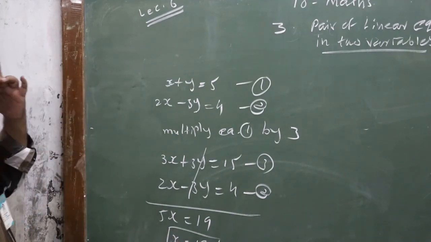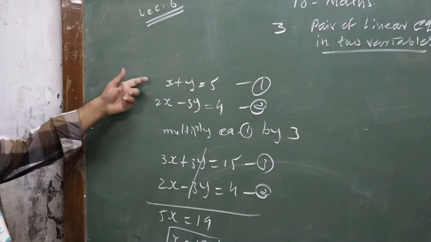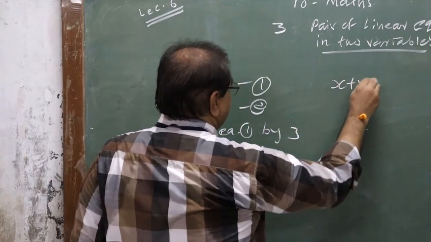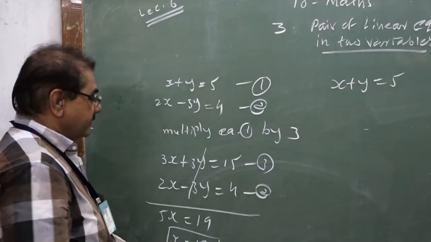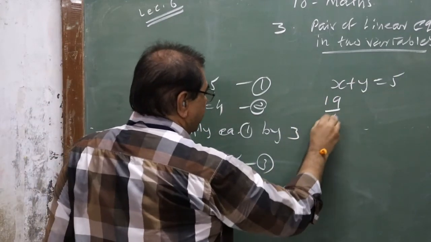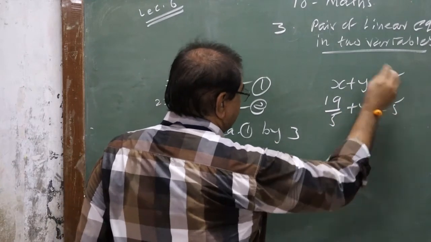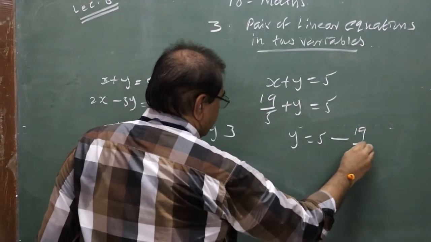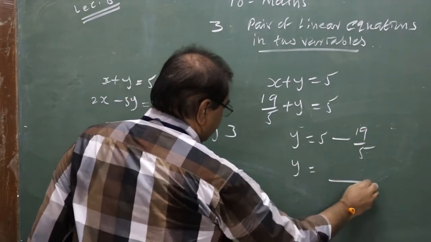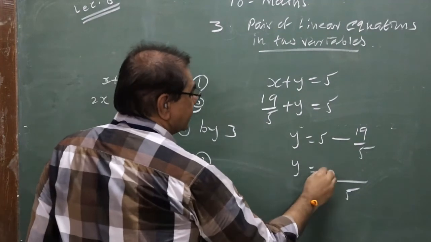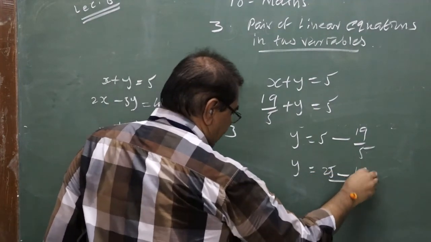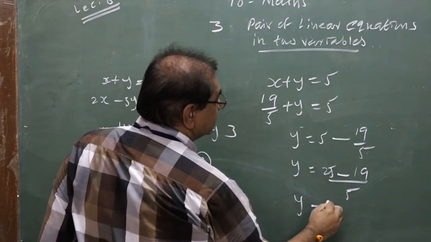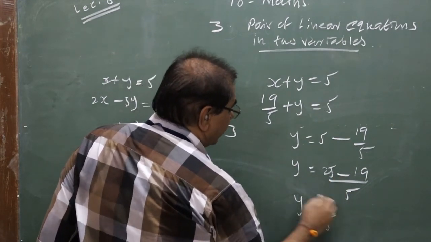Got it? Now this value of x you can plug into any of the equations and get the value of y. Suppose x plus y is equal to 5. x is equal to 19 upon 5 plus y is equal to 5. So y is equal to 5 minus 19 upon 5. So y is equal to, 5 is the LCM, 5 fives are 25 minus 19. So y is equal to 25 minus 19 is 6 upon 5.